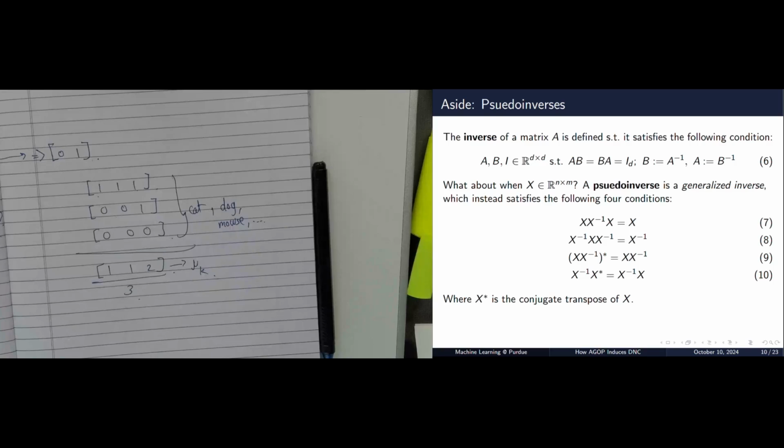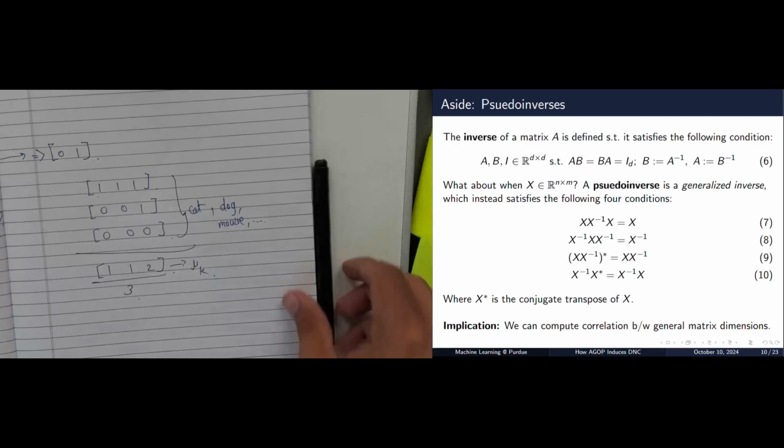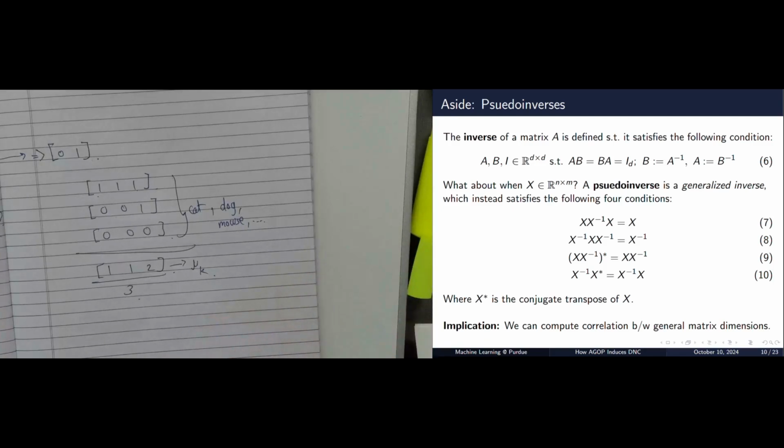But yeah, anyways, X star refers to the conjugate transpose of X. The conjugate transpose of a real number is just the real number itself. It's the same thing as the transpose of a standard matrix. The implication is that now we can compute correlation between general matrix dimensions and don't have to worry about the dimensionality aspect of things. Sweet. Or like require a square matrix.